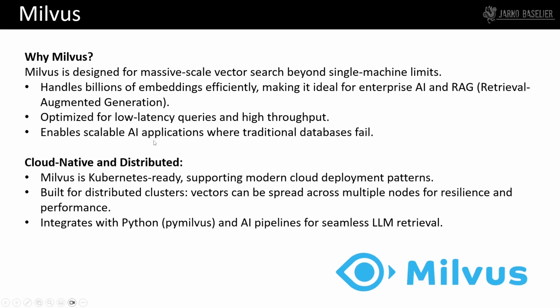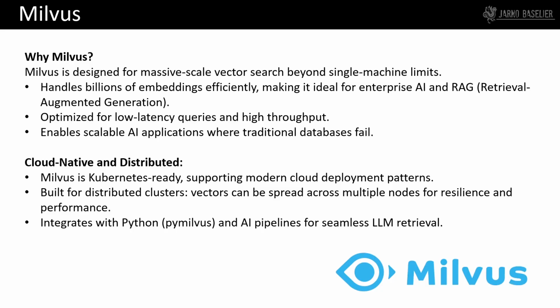Then there is something else, and this one is Milvus. And Milvus is designed for massive scale vector search beyond single machine limits. It handles billions of embeddings efficiently, making it ideal for enterprise AI and RAG. This is optimized for low latency queries and high throughput, and it enables scalable AI applications where traditional databases fail.